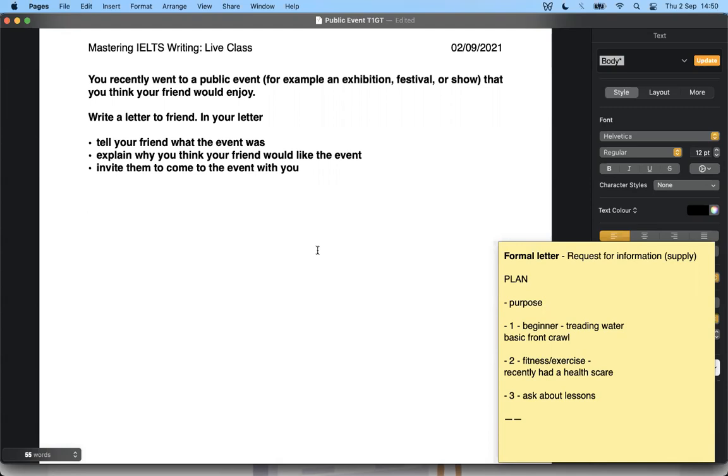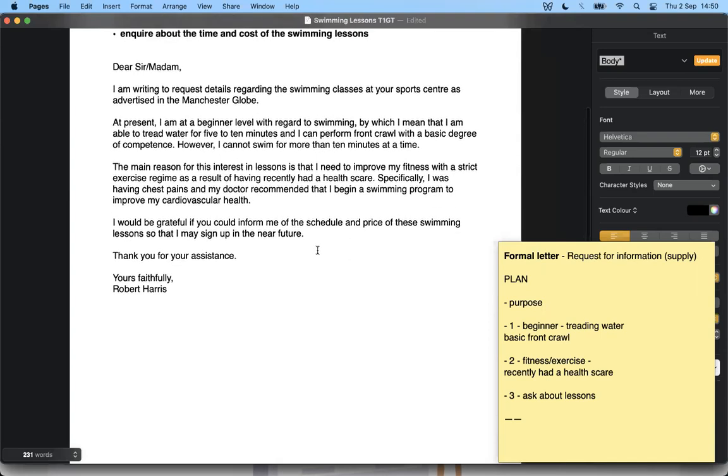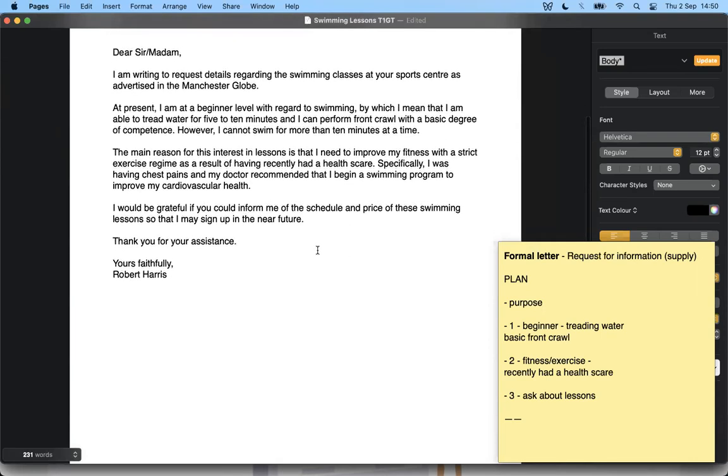That's all. So you recently went to a public event, for example, an exhibition, a festival, or a show that you think your friend would enjoy. Write a letter to your friend. In your letter, tell your friend what the event was, explain why you think your friend would like the event, and invite them to come to the event with you.